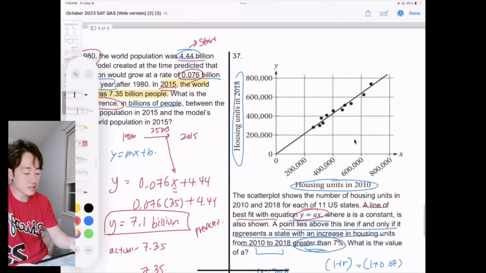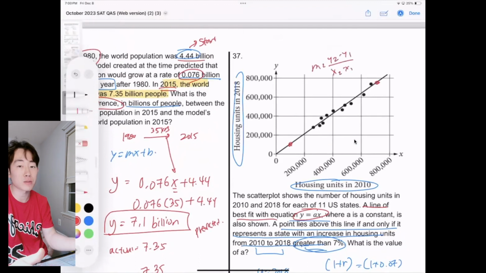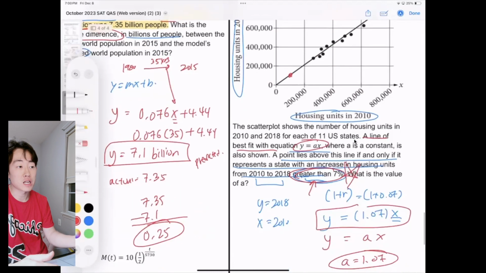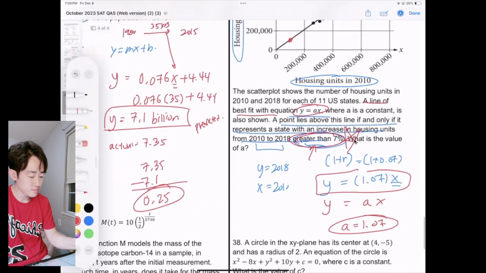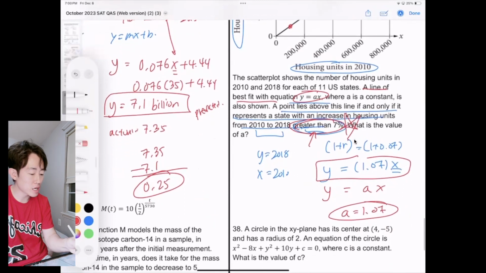I can see so many kids trying to figure out 2 points here and there and estimating and doing m equals y2 minus y1 over x2 minus x1. They're never going to be able to get that, because then they wouldn't have bothered to give you 7% in the first place. You have to somehow utilize that. This was the key. The only way to really understand greater than 7% here would be 1.07 by adding 1, and that's going to be the slope. And when they say point lies above, the above takes care of the word greater. So you're just really looking at the 7% increase, which is 1.07.